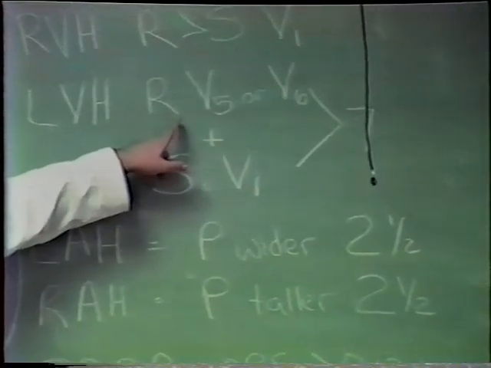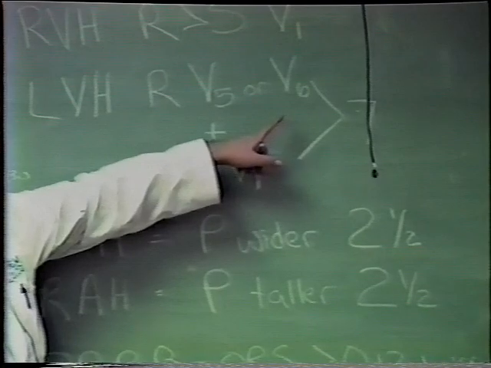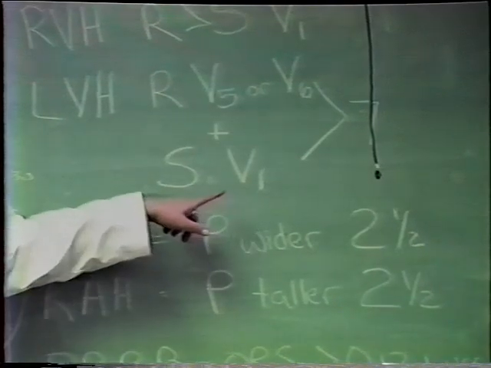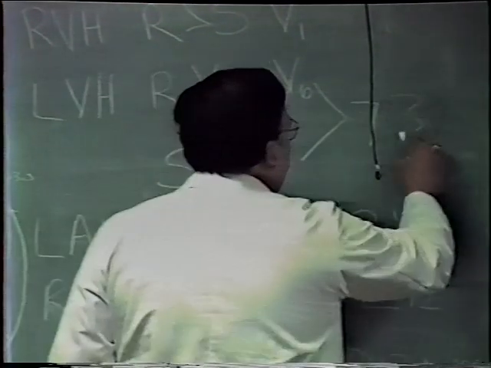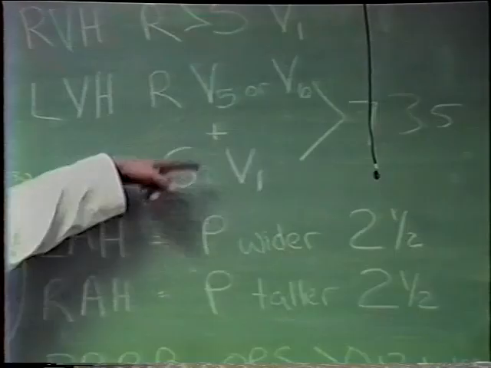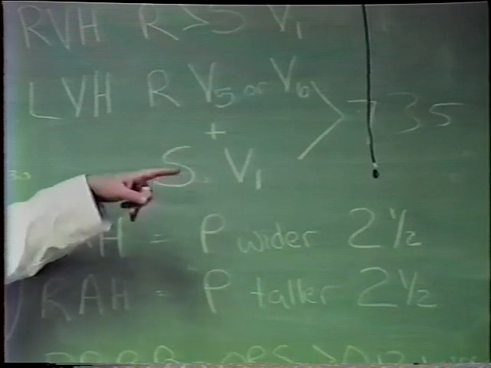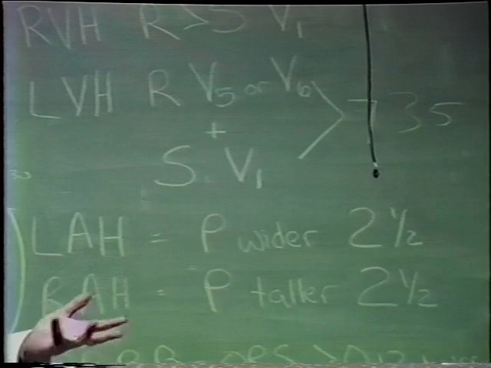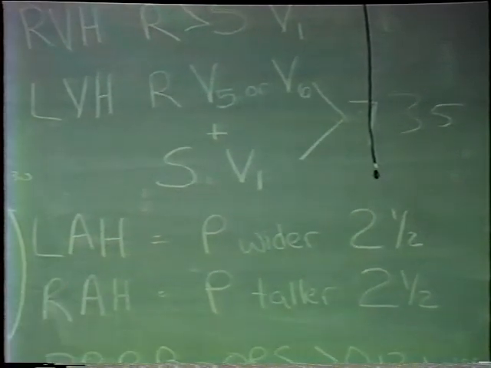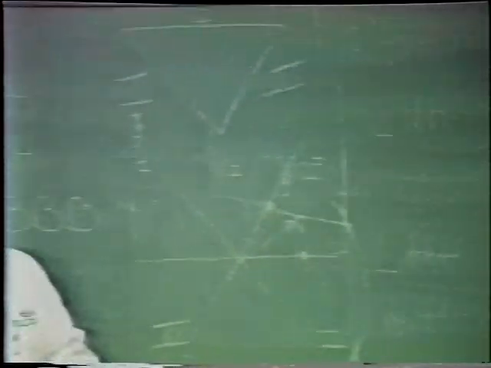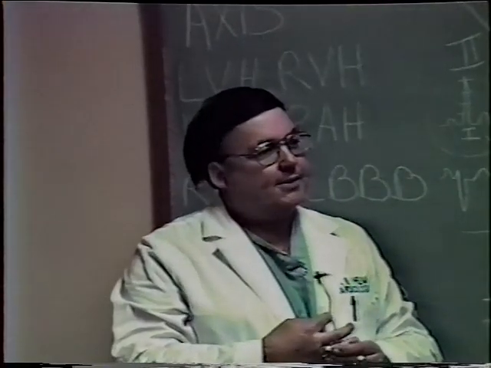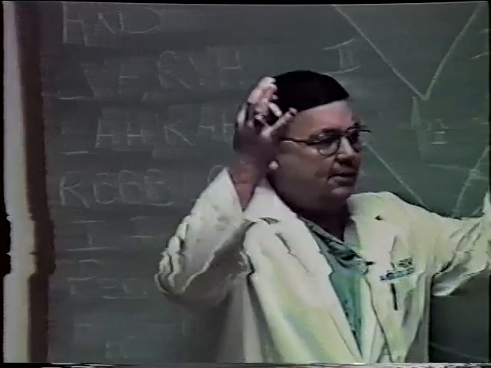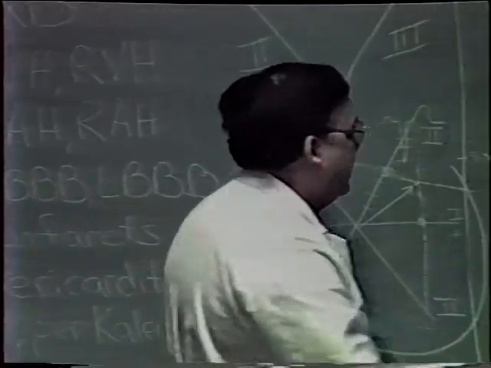If the R wave in V5 or V6, you measure it out, and then measure out the S wave in V1. Now, if those two things, the R wave plus the S wave, positive R, negative S, if they're greater than 35 millimeters, greater than 7 big blocks, it's LVH. That's it. R plus S, R in V5 is 6, S in V1, if it's greater than 7 big blocks, it's LVH. Just that simple.